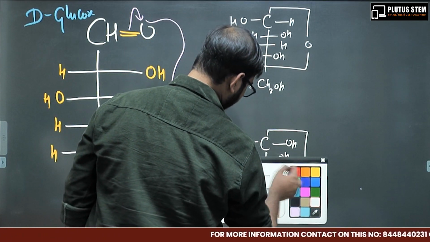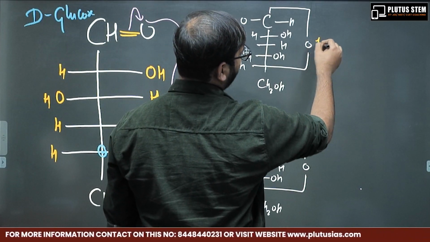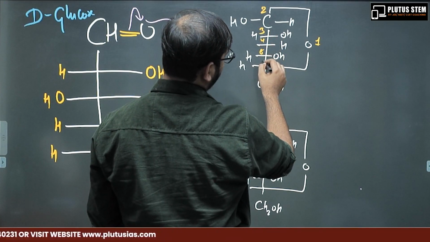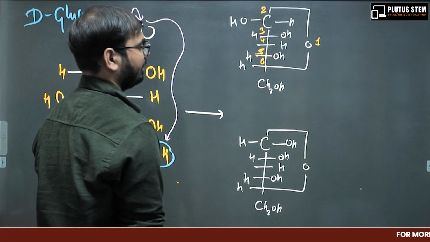So let's first look at it. The cyclic ring that I have: first oxygen atom, second carbon, third, fourth, fifth, and sixth. So this is a 6-membered ring. Same is the case with the below one.